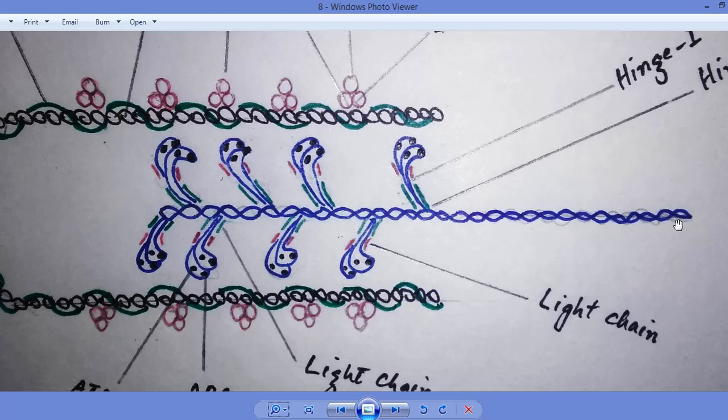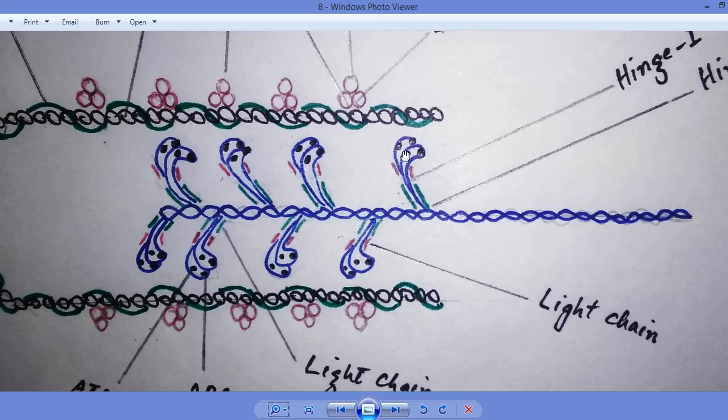So this is the tail area of this myosin filament, and this is the head area of this myosin filament. The myosin filament, or the heavy chain of the myosin, consists of what? Two heads, the arm area, and the tail area.